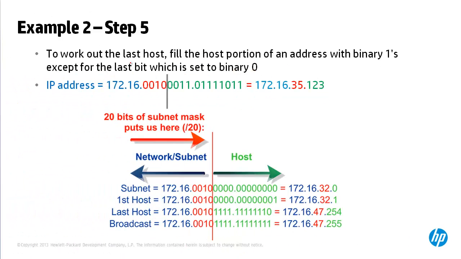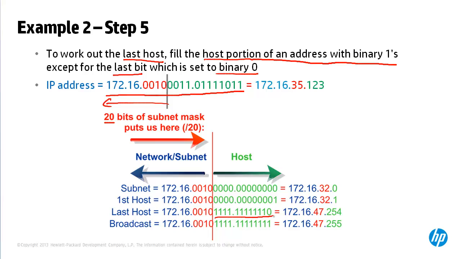To work out the last host, we need to fill the host portion of the address with binary 1s except for the last bit, which is set to binary 0. So our address 172.16.35.123, network portion 20 bits. We fill the host portion of the address with binary 1s except for the last bit, which is a binary 0. So 172 equals 172, 16 equals 16.